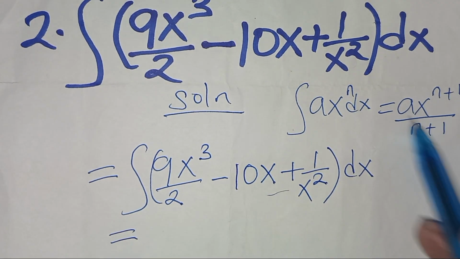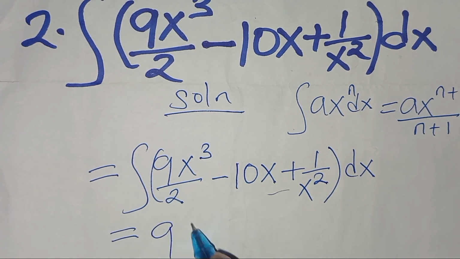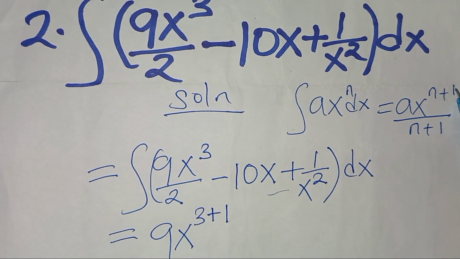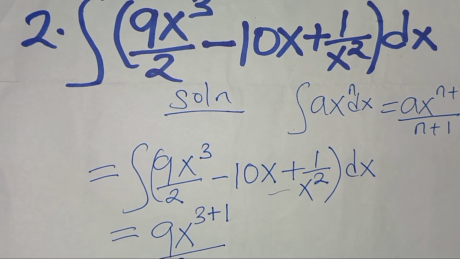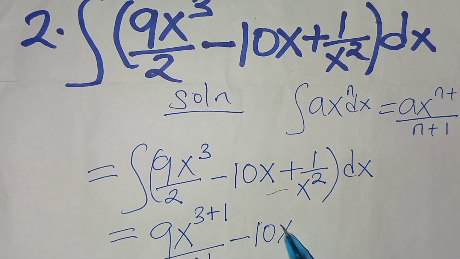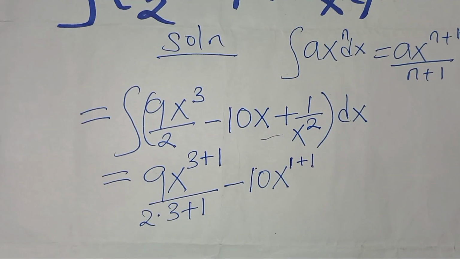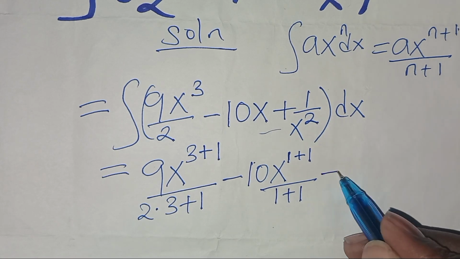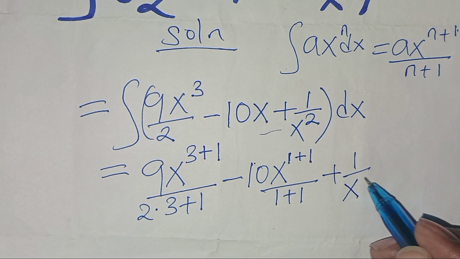Now applying this integration power rule property, we'll have 9x to power 3 plus 1. Now you can see here we have n plus 1, so this is 3 plus 1, divided by 2 times 3 plus 1. Subtract 10x, this is x to power 1, so plus 1, divided by 1 plus 1, plus 1 divided by x to power 2.